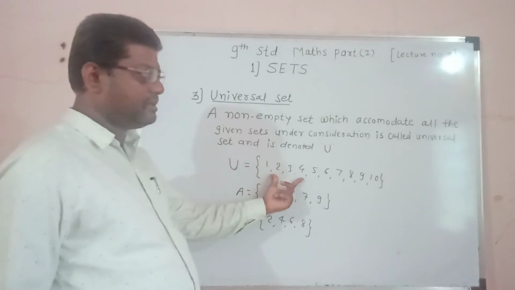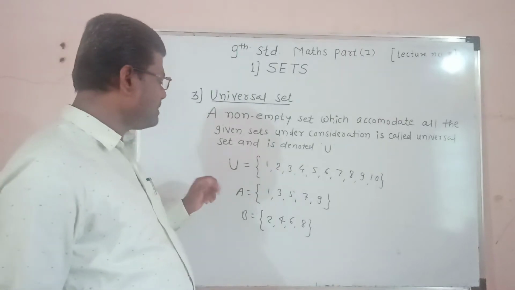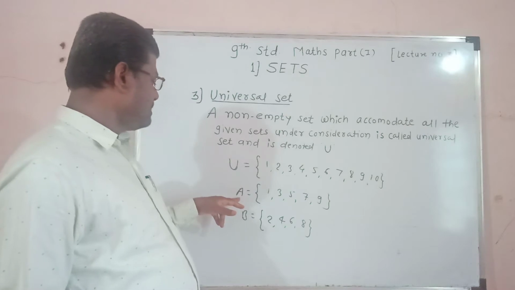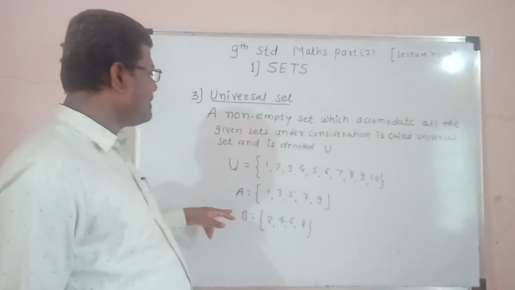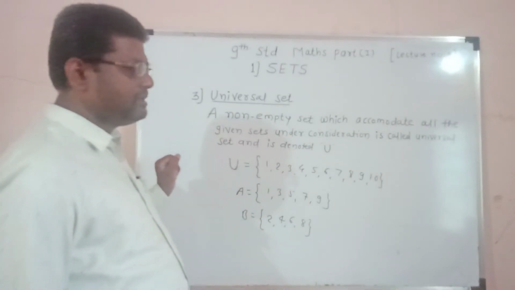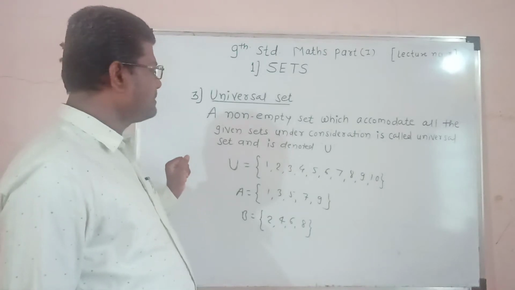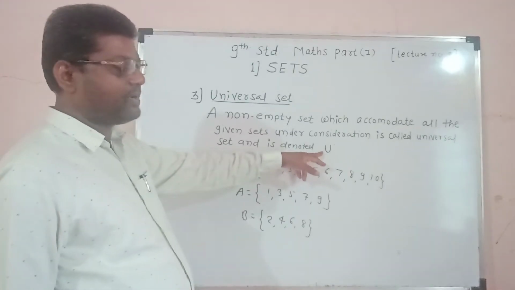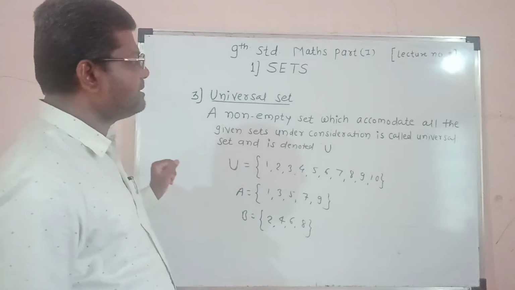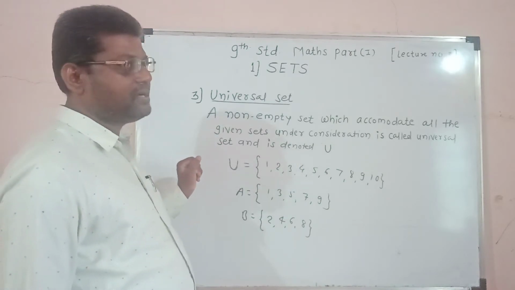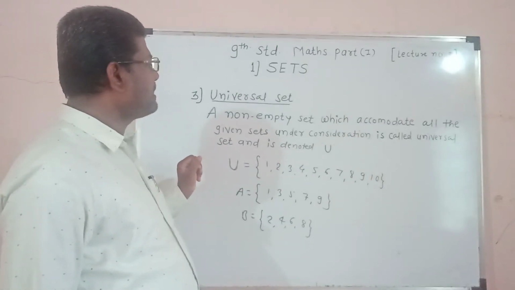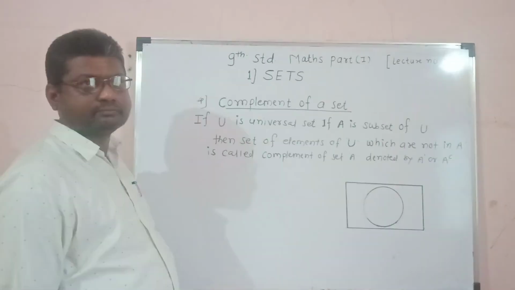Therefore, set U is called a universal set of sets A and B, and this set is always denoted by capital U, and this set is always represented in a Venn diagram by a rectangle.